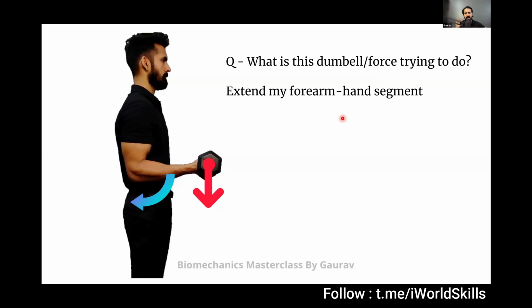Now, I'll ask you a series of questions, so be prepared to answer them in the chat box. Keep your chat box open. Correct. Now, we all agree that this dumbbell or this external force is trying to extend my forearm hand segment, right? I'm considering my forearm and my hand as one single segment. So it's trying to extend my forearm hand segment. Great. We all agree. Awesome.